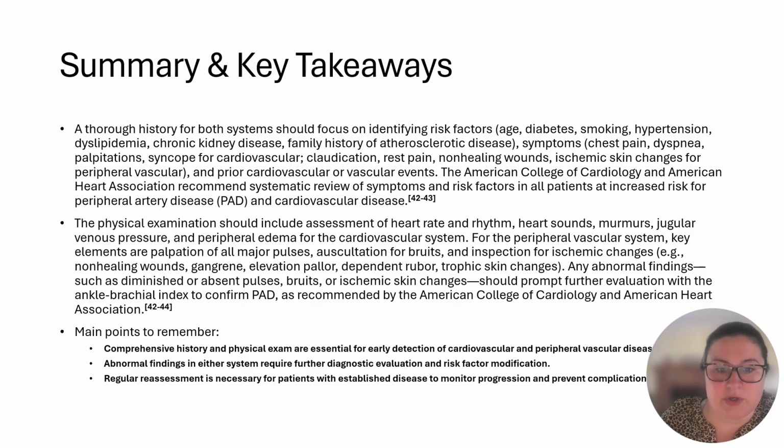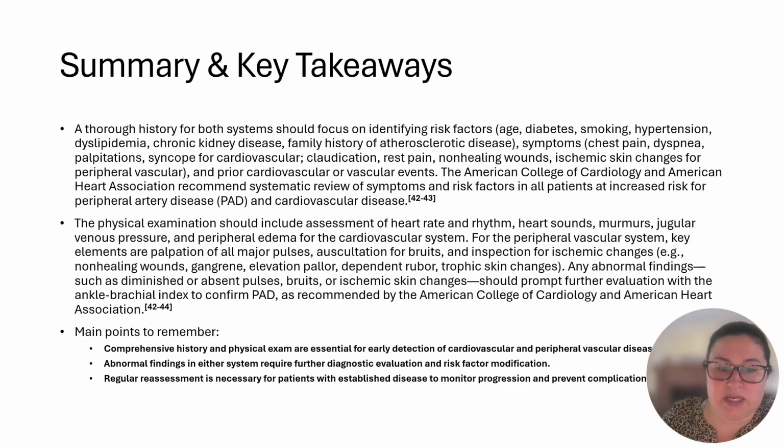So the key summary and takeaways: a thorough history for both systems should focus on identifying risk factors like age, diabetes, smoking, hypertension, dyslipidemia, CKD, and a family history of ASCVD. Symptoms include chest pain, dyspnea, palpitations, syncope for cardiovascular, and claudication, rest pain, non-healing wounds, ischemic changes for peripheral vascular, and prior cardiovascular or vascular events.